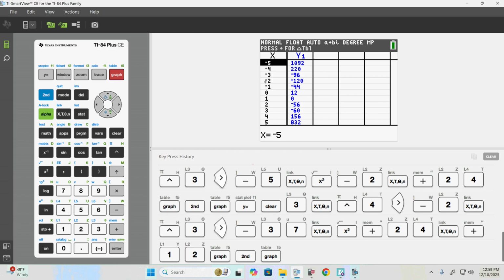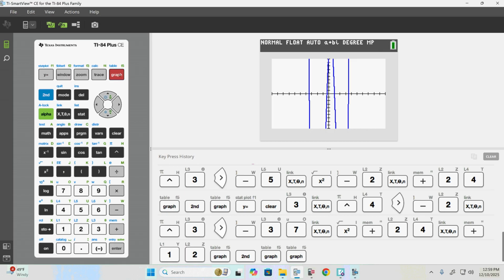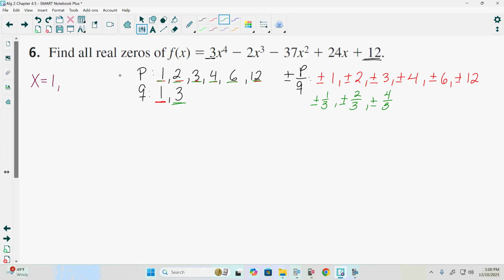And as we look at the graph and look at the table, we can see that the only integer solution that works is positive 1. So negative 1 is out. It doesn't work. Positive negative 2, positive negative 3, positive negative 4, positive negative 6, and positive negative 12 are all gone. They did not show up. The graph did not cross to those spots. So we can throw those values out. We know those don't work. So now we're really looking at 1/3, 2/3, 4/3, negative 1/3, negative 2/3, and negative 4/3.